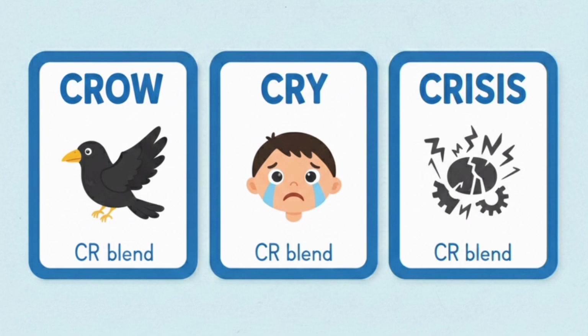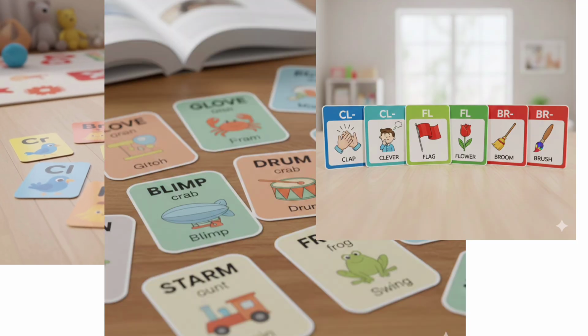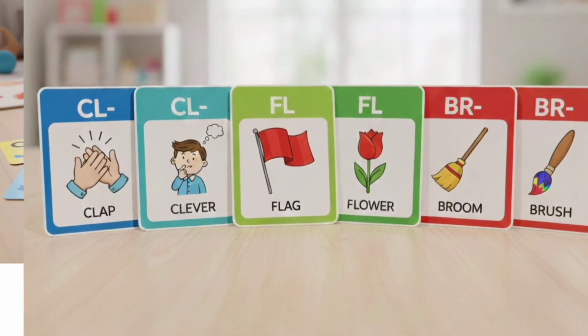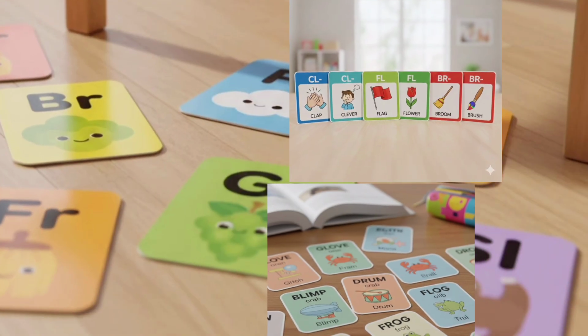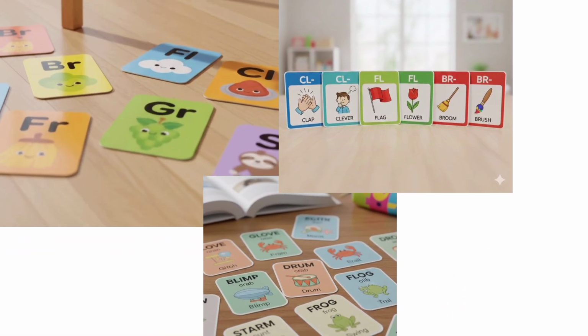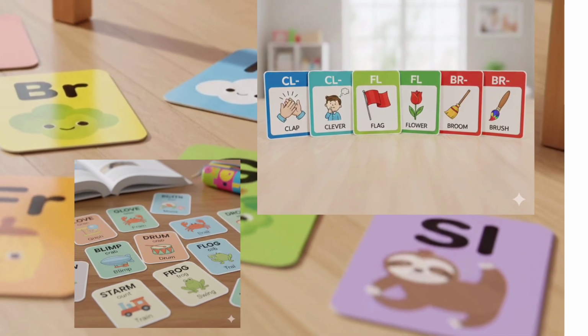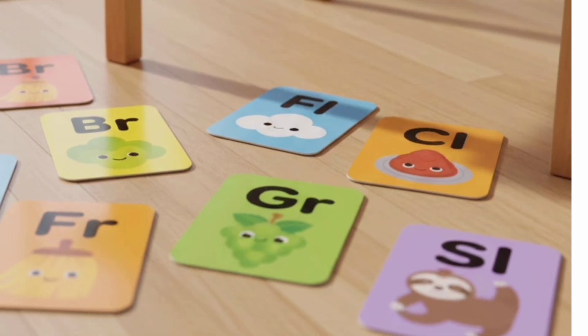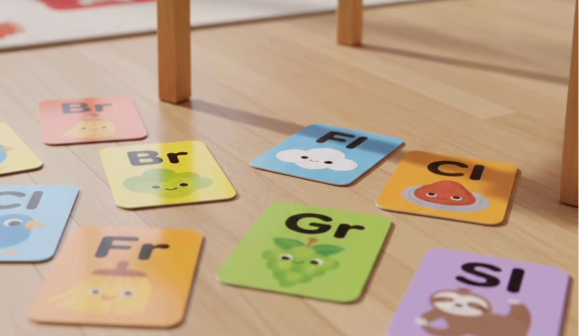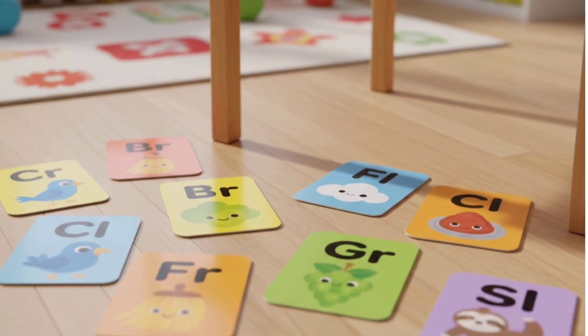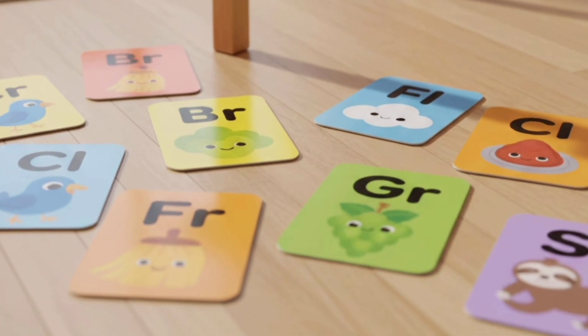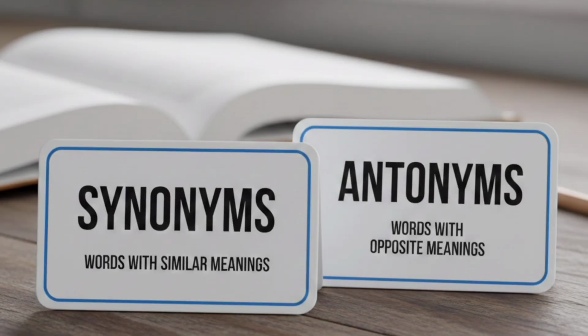So at the end of the game, kids should read all the words and he or she should know very well about the concept of blend words or sound words. The concept of all the blend words will definitely be clear. You can also make flashcards of synonyms, antonyms, anything, any topic related to their curriculum.